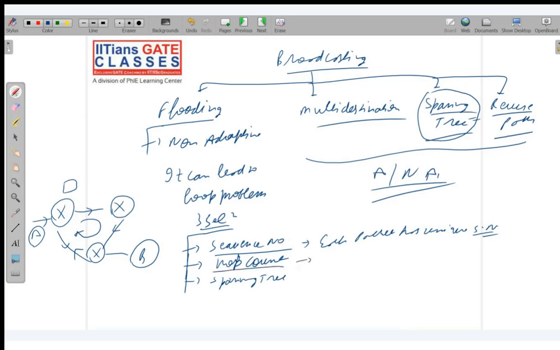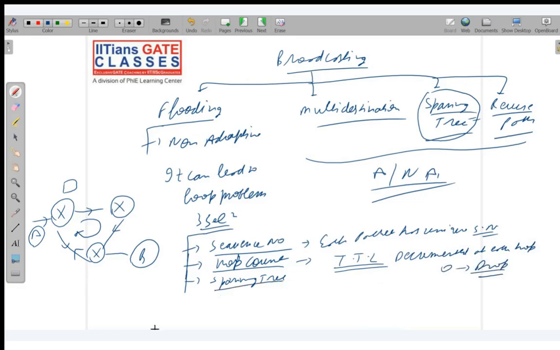Next is hop count. Hop count is just like TTL, time to live. It will be decremented on each hop. The moment it becomes 0, it will be dropped. Decremented at each hop; 0 means drop. Roughly I'm writing because I have already told you.